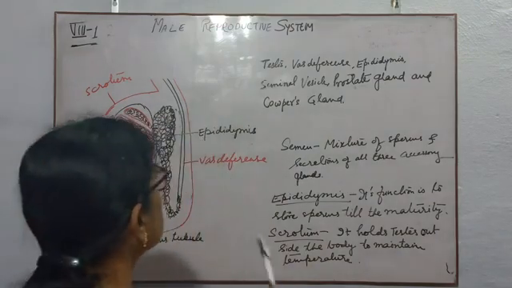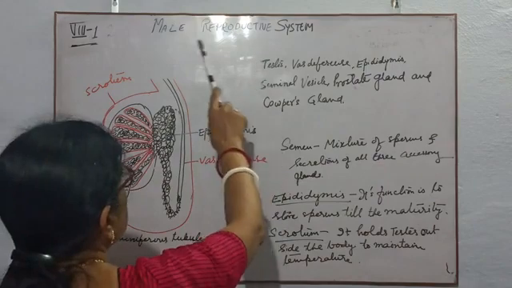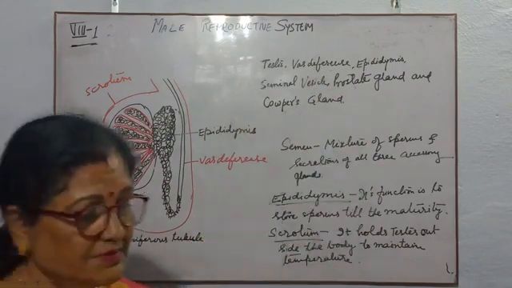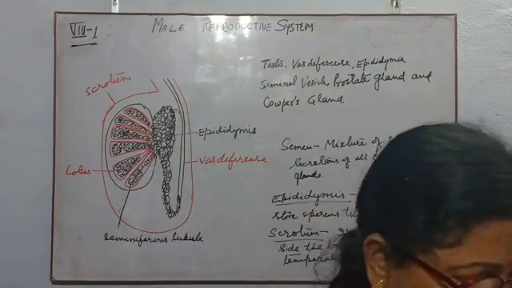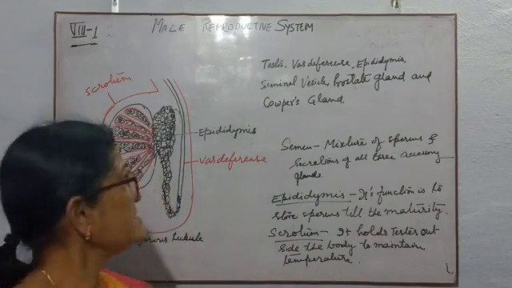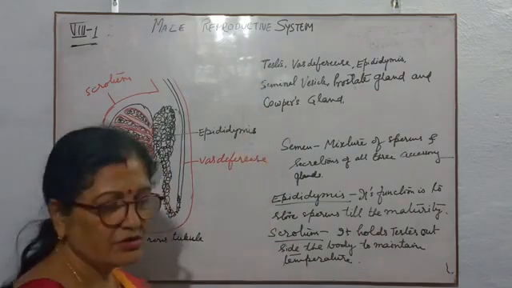So, the chapter's name is the reproductive system. Our chapter, according to your syllabus and your book, is reproduction in animals, and this is the male reproductive system.